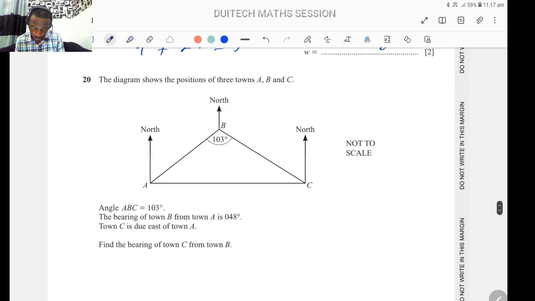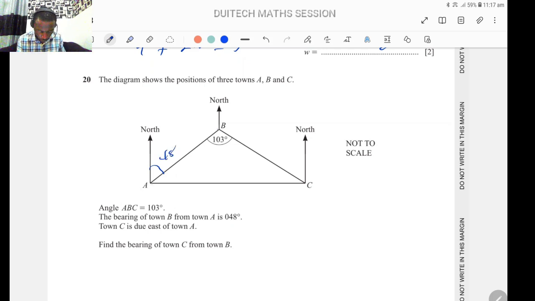Now the diagram shows the position of 3 towns. They say the angle subtended here is 105. So the bearing of town B from town A. So this is town B from town A, so from town A is from this town. It says 048 degrees, so that means it goes this way. That means here is 48, right?